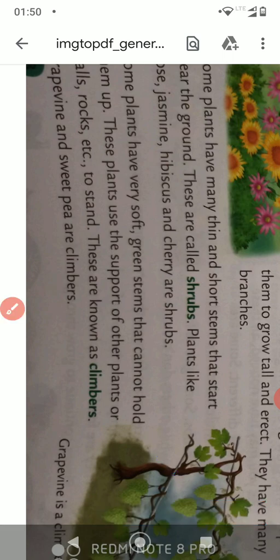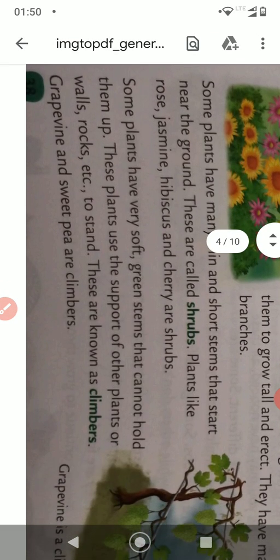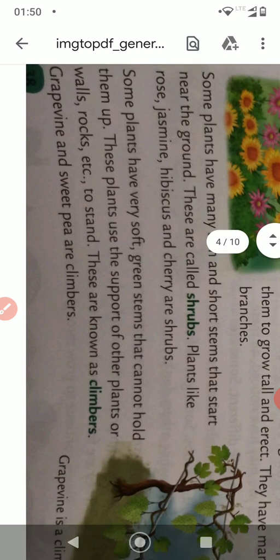So they are the plants which are called climbers because they cannot, children, they cannot stand straight and they cannot hold up straight. So they need the support to climb up, but they can climb. So these plants use the support of the other plants or the walls or rocks, etc. to stand, and these are known as climbers. So what are the examples of the climbers? They are grapevine, sweet pea, they are called climbers. Money plants, they are called climbers. Pea plants, okay, they are called climbers.